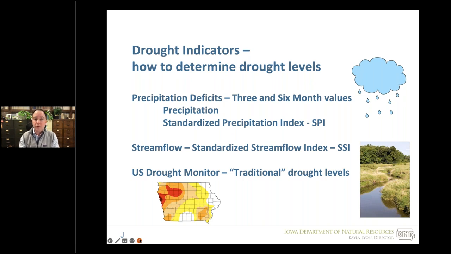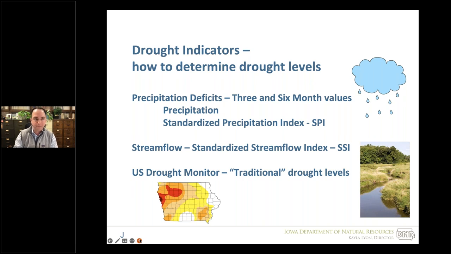Then we also use the U.S. Drought Monitor, the traditional categories D0 to D4, to give us an indication of how long a region has been in specific drought categories, but also whether we are trending one way or the other. The U.S. Drought Monitor is an important depiction because, as I mentioned earlier, state and federal programs rely on the longevity of a drought category for a county, but also the severity of that drought category. So it was important to roll the Drought Monitor depiction in with the drought plan to marry these two together.